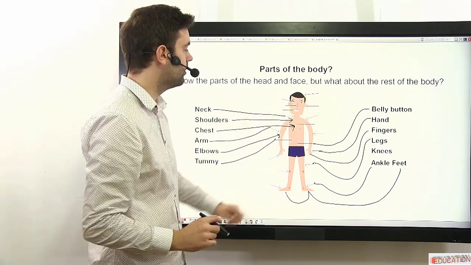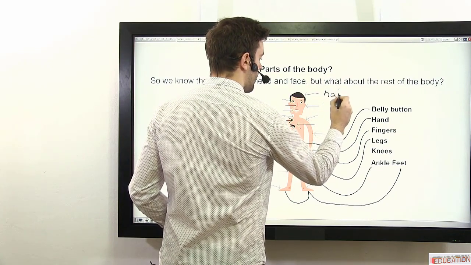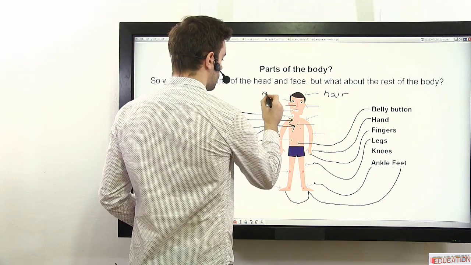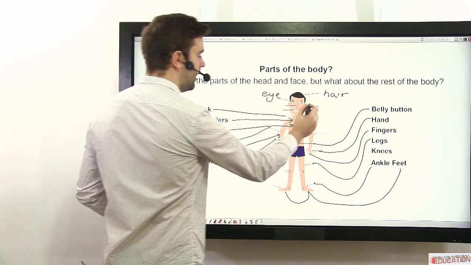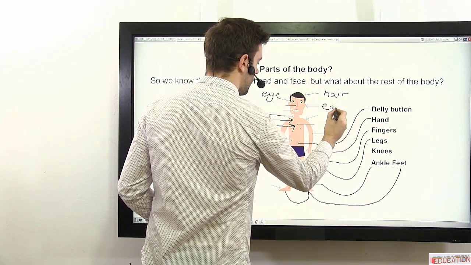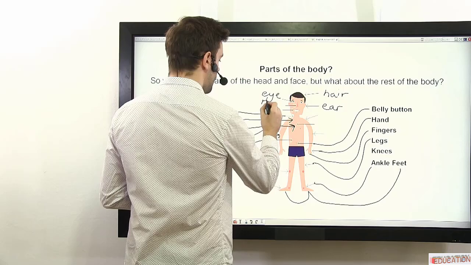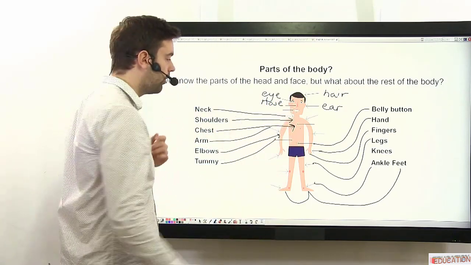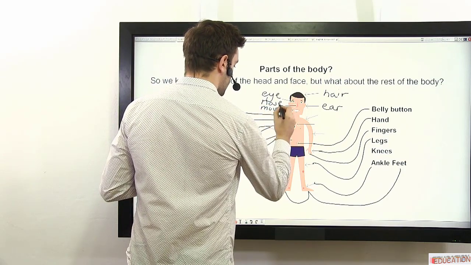Where is this pointing to? Hair. H-A-I-R. Eye. E-Y-E. Ear. E-A-R. Nose. N-O-S-E. Mouth. M-O-U-T-H.